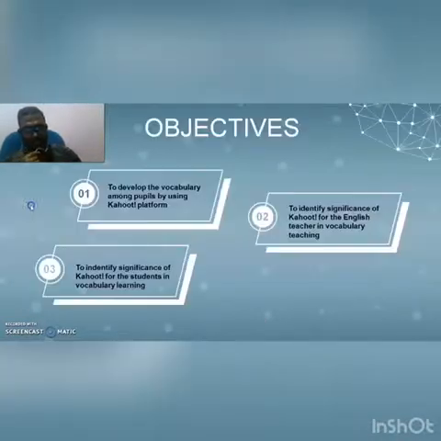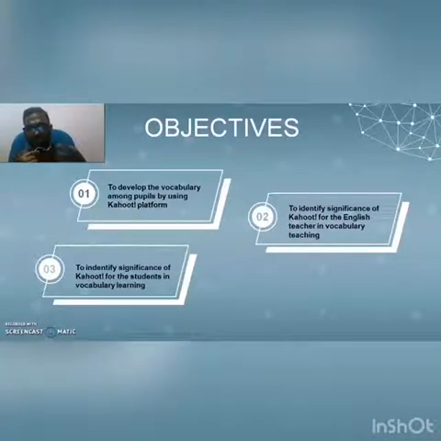Now I go to the objectives. There are three main objectives here. Number one, to develop the vocabulary among pupils by using the Kahoot platform. Number two, to identify the significance of Kahoot for the English teacher in vocabulary teaching. The next one is to identify the significance of Kahoot for the students in vocabulary learning.